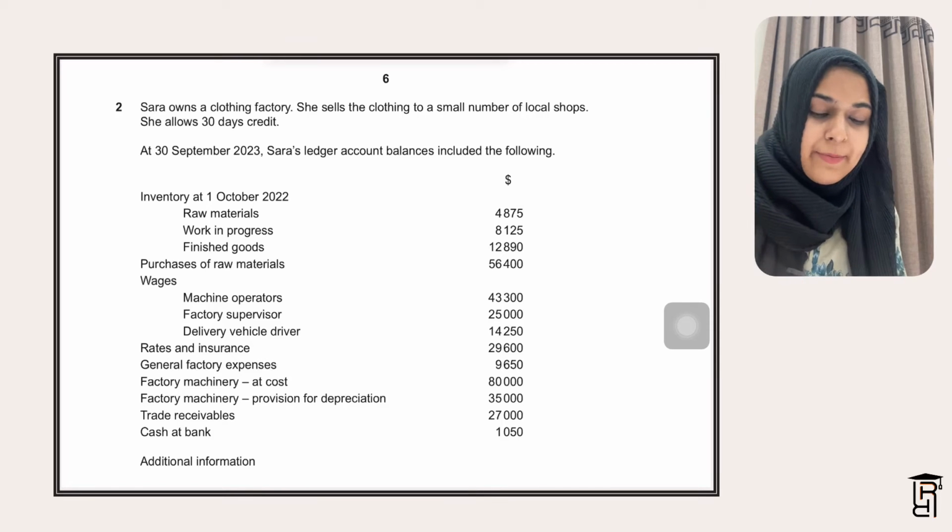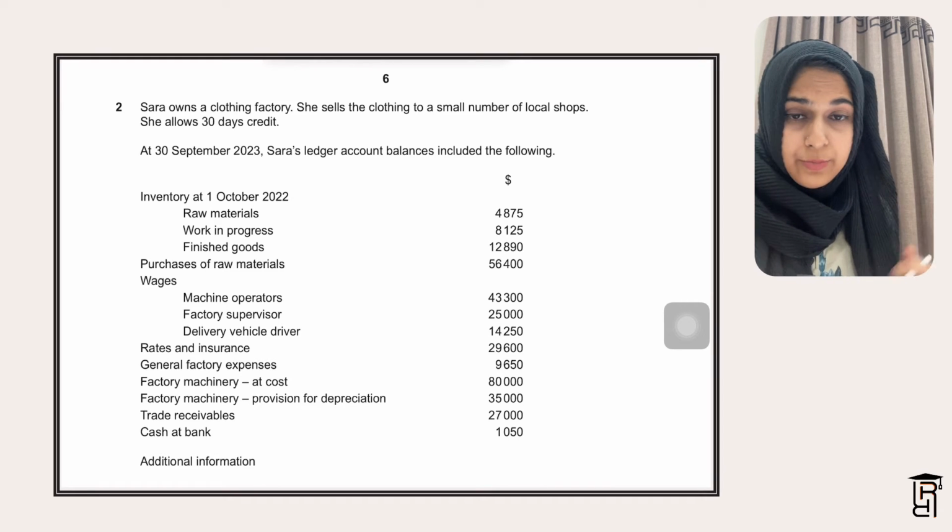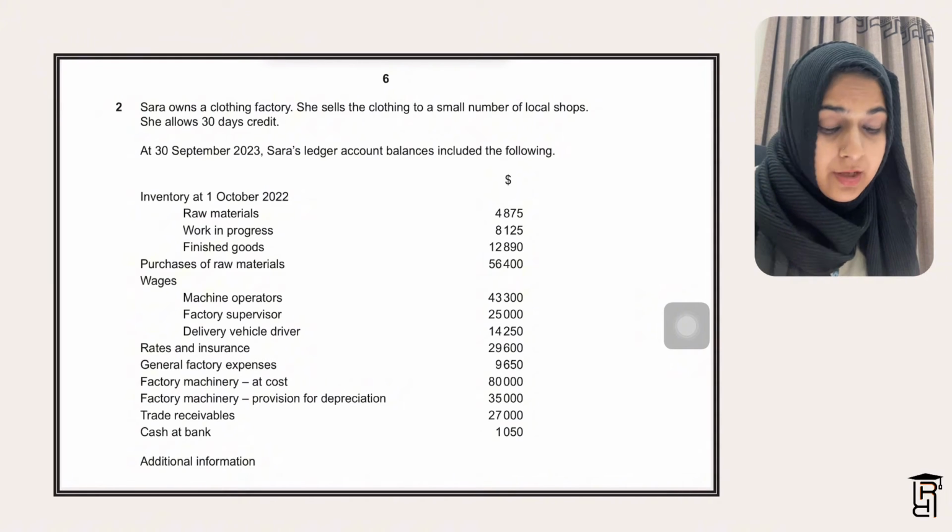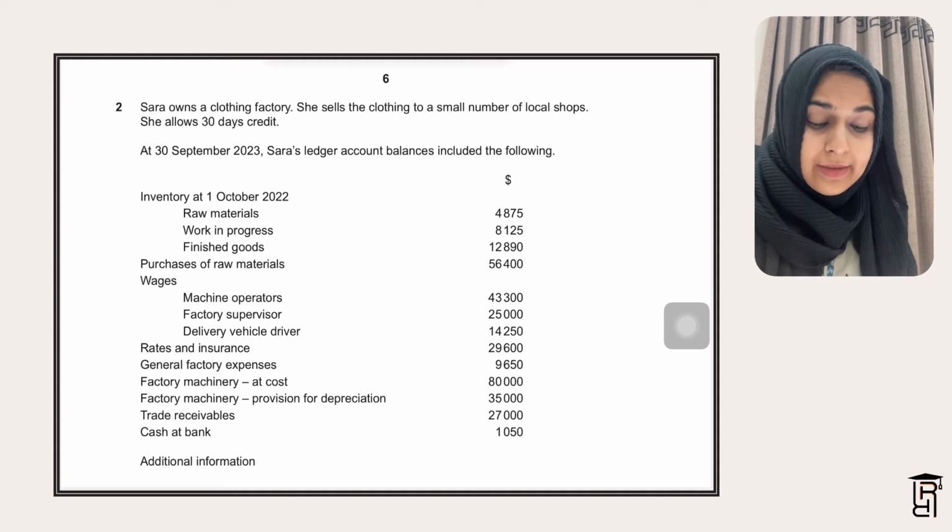Hello everyone. So I'm solving here October-November 2023 paper 2 variant 2, and this is basically question number 2, which is based on manufacturing account. And they're saying here Sarah owns a clothing factory.